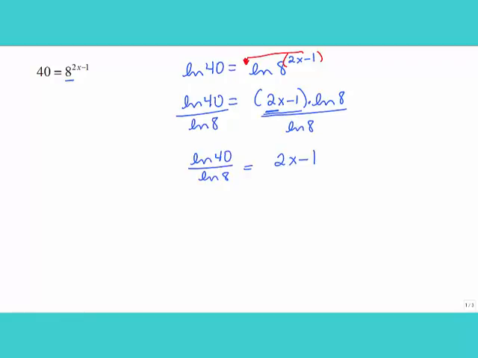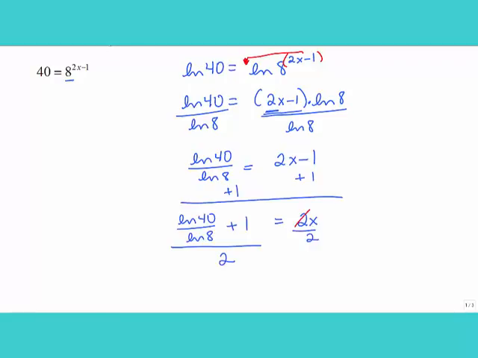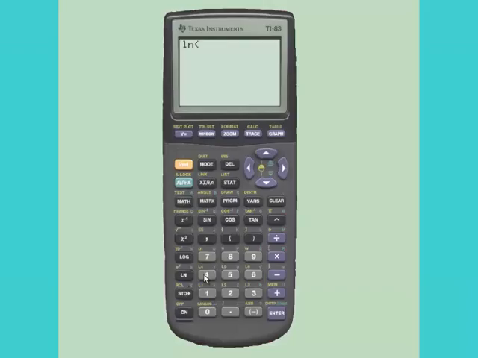Now I just solve for x normally. I need to add 1 and then divide by 2. And now we'll use the calculator to get a decimal approximation. I go ahead and punch enter or equals and then divide by 2.